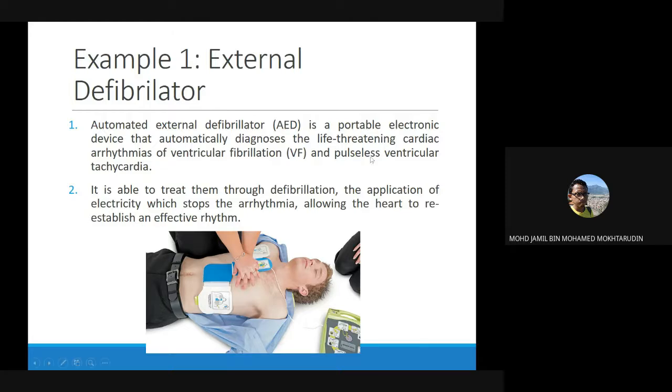And we also have pulseless ventricular tachycardia, which is similar to arrhythmia, related to an irregular rhythm of electrical signals in the heart. If you have an AED, it can treat this through defibrillation. Defibrillation is the application of electricity which can stop the arrhythmia and allow the heart to establish back the electrical signals following a normal rhythm in the body.